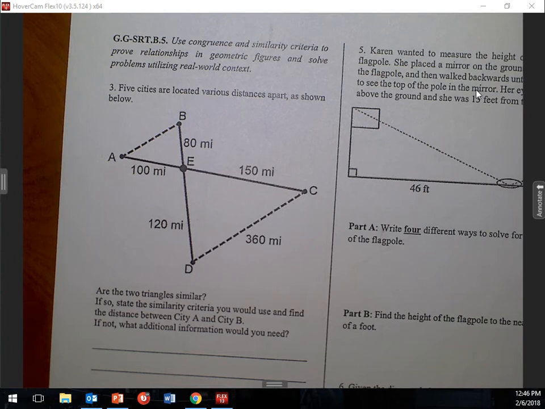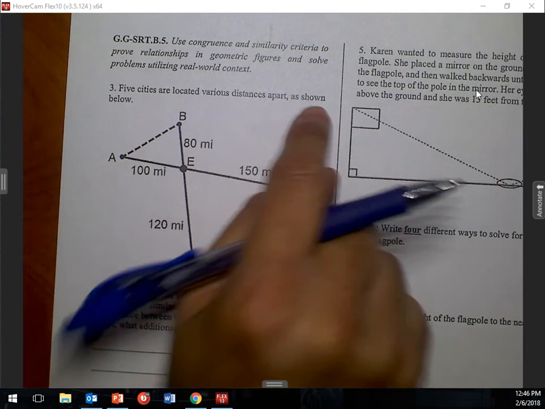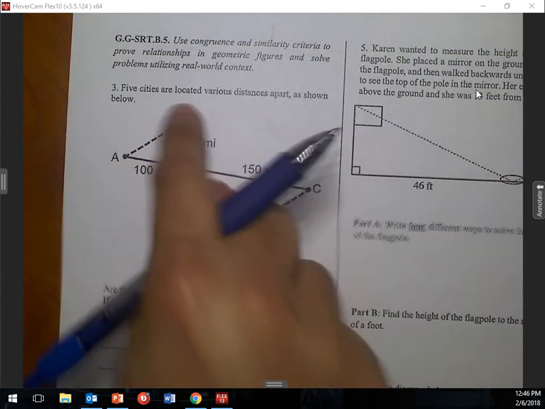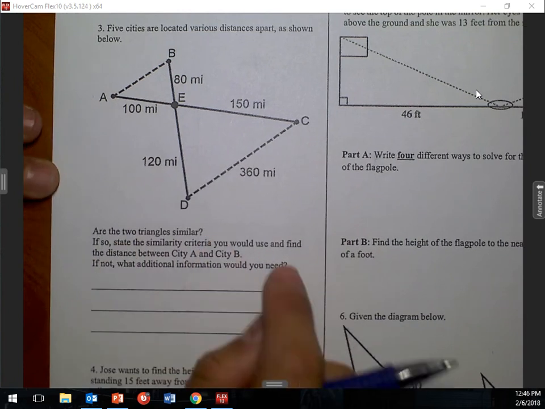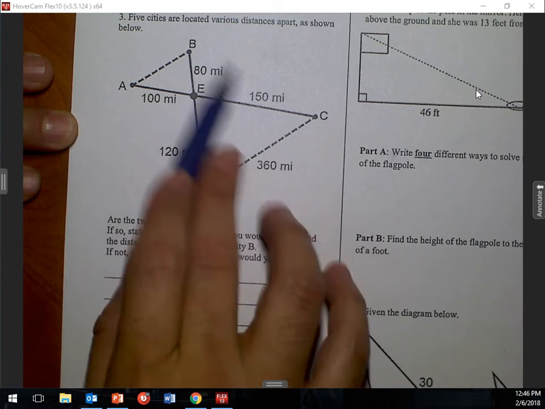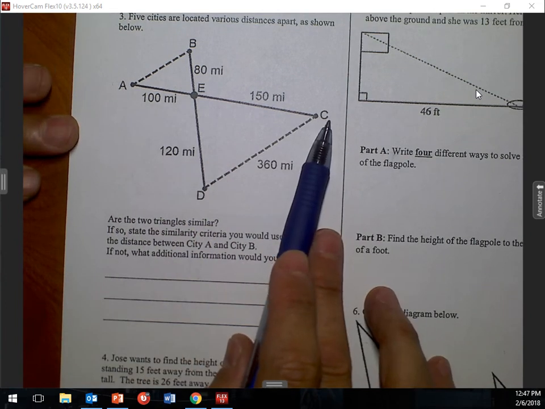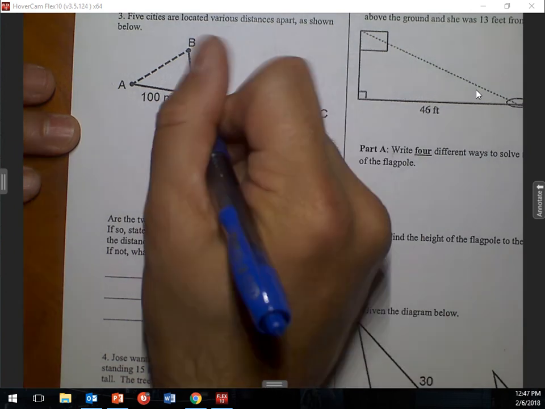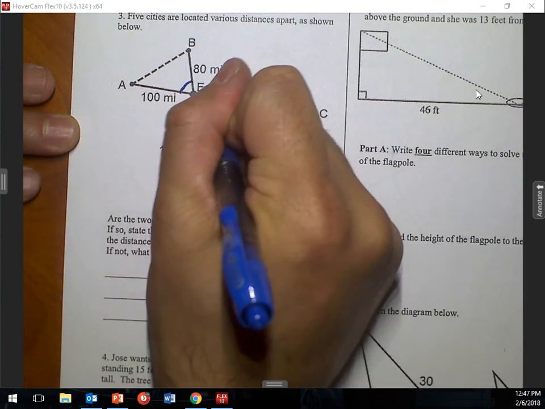So, on number 3, it's asking, 5 cities are located various distances apart as shown below: A, B, C, D, and E. From here, are the 2 triangles similar? So we have to prove a similarity here first. What shape do I have here? An X. So what does that give me? Very good. Vertical angles, right? So I'm going to have a vertical angle here, and it should be congruent to here, right?